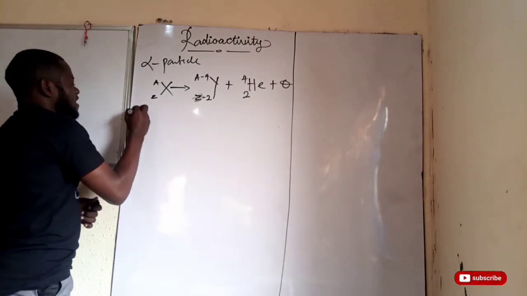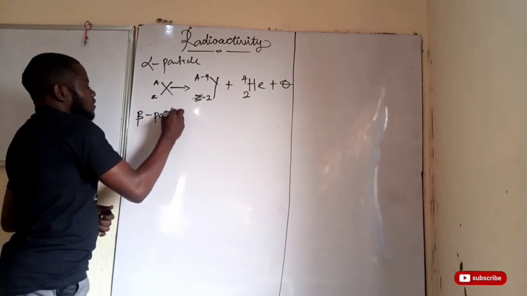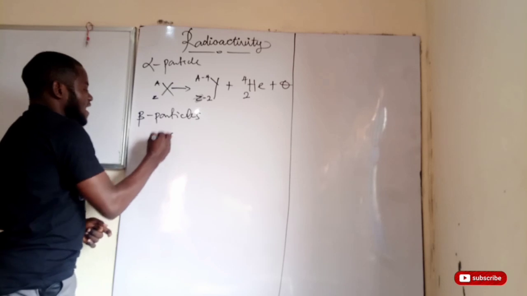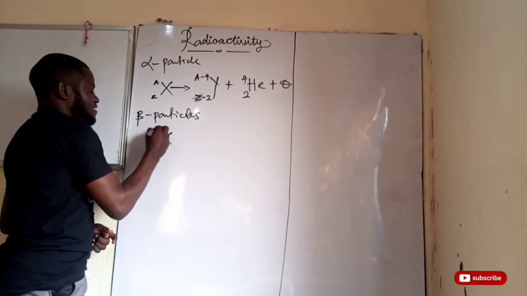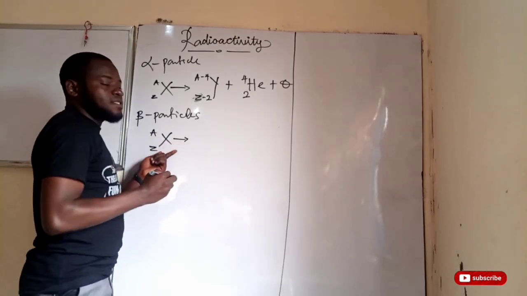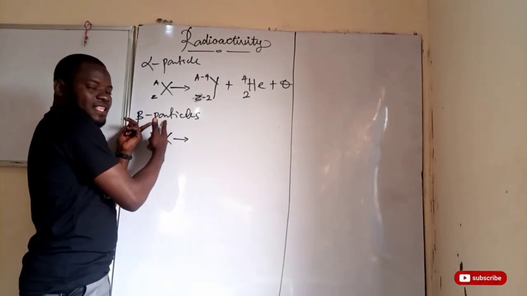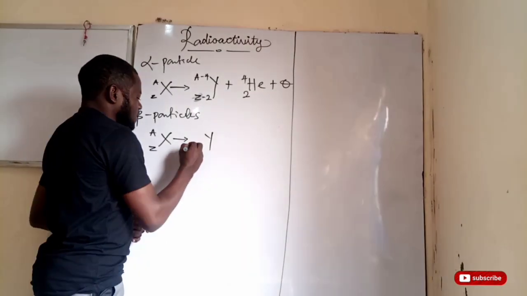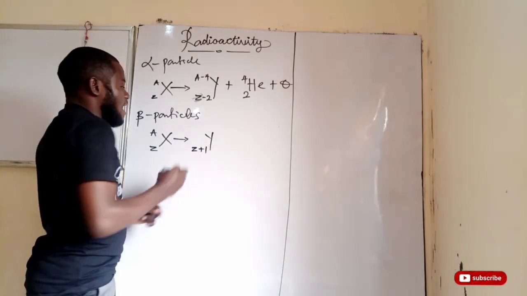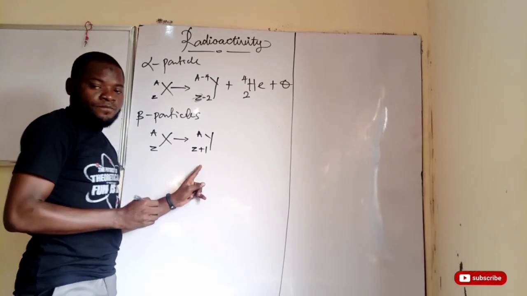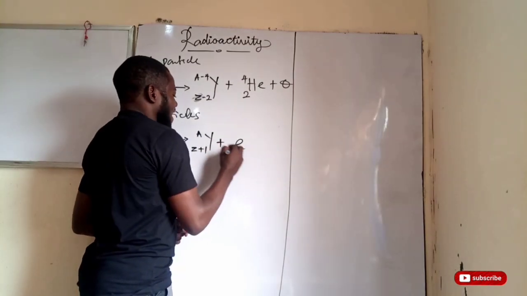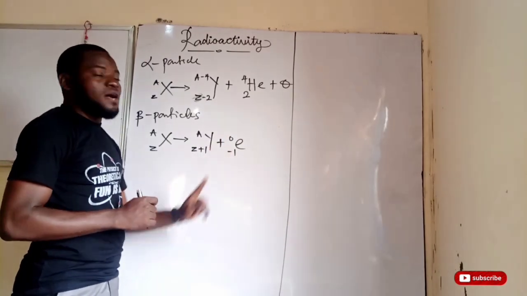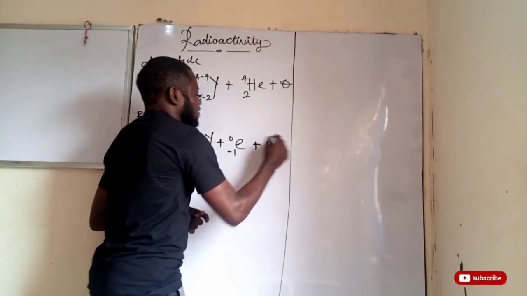Then the next particle is the beta particle. What happens when an element emits a beta particle? If I have an element X with atomic number Z and mass number A, and it emits a beta particle, it is going to produce another element Y, whose atomic number will increase by 1 and the mass number will remain the same. Hence, I have to balance this by adding an electron. Electron has an atomic number of minus 1 and mass number of 0, then plus the energy released.